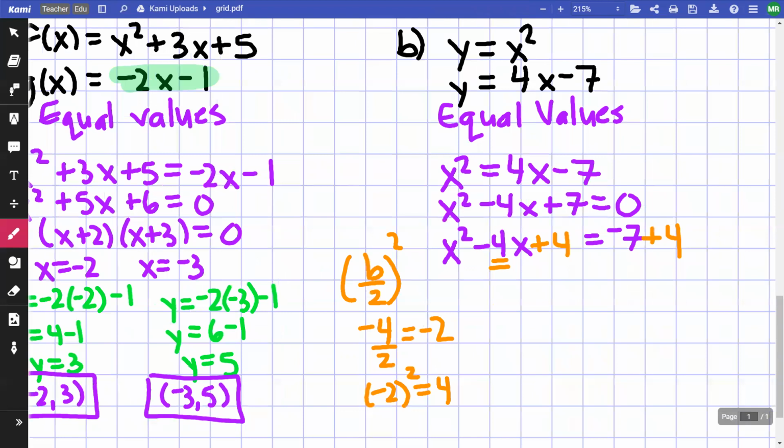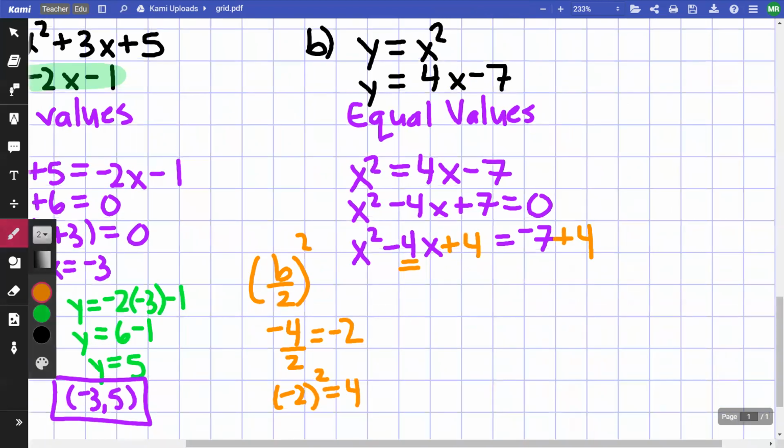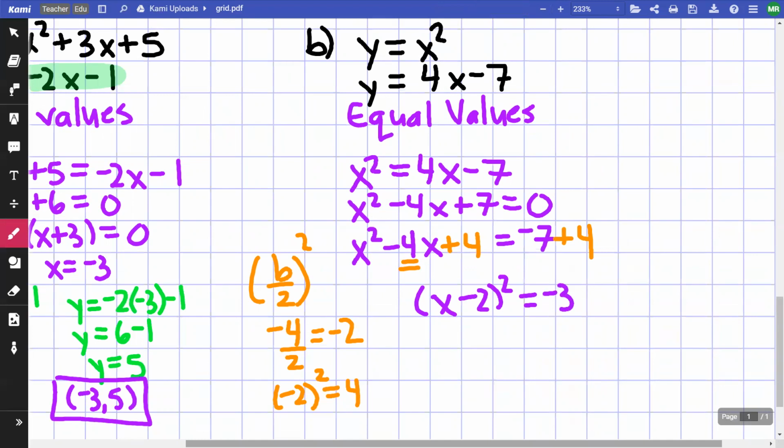So now when I write this out, I'm going to have x minus 2 squared. And again, it's always going to be half of your b. Half of my b is negative 2, equal to negative 3. I take the square root of this. I get a plus and minus, and because it's a negative, I actually get i square root 3. If that was a positive number, I would get a real solution, just be irrational. Okay, but in this case, I'm getting imaginary. I'm going to add 2 to both sides.